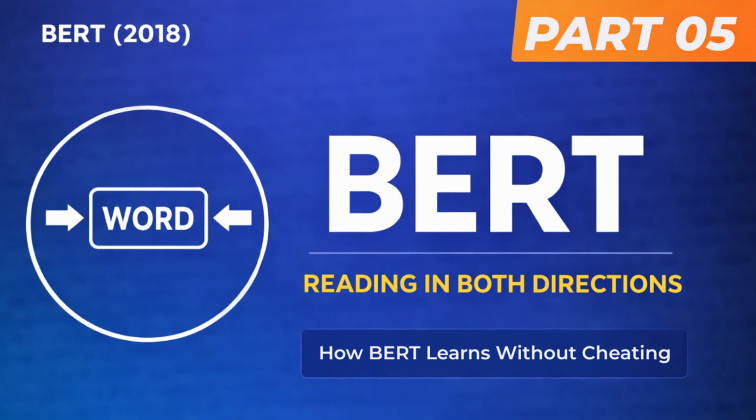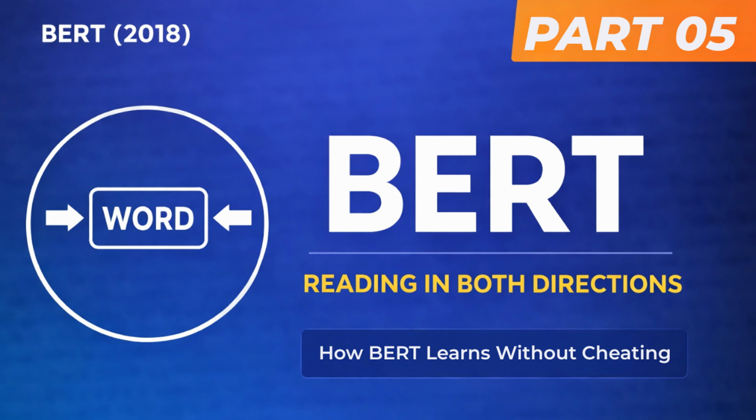BERT, Reading in Both Directions, Part 5: Pre-Training Mechanics, How BERT Learns Without Cheating. In Part 3, we introduced BERT's core innovation, bidirectional encoding, and the two training objectives that make it possible. In Part 4, we opened the hood: the encoder stack, the model sizes, and the input representation, token, segment, and position embeddings. Now we do what Part 4 promised.